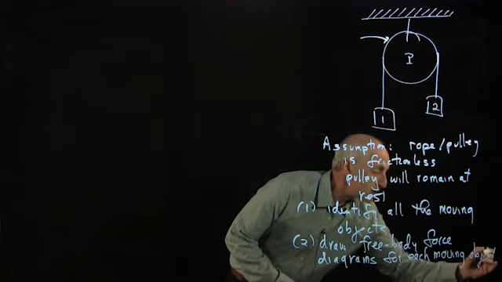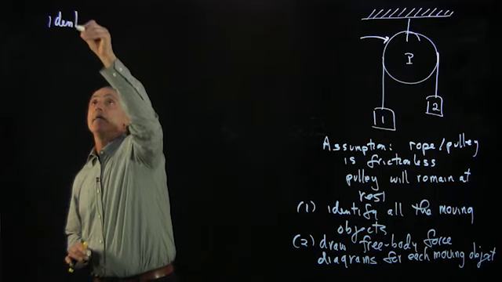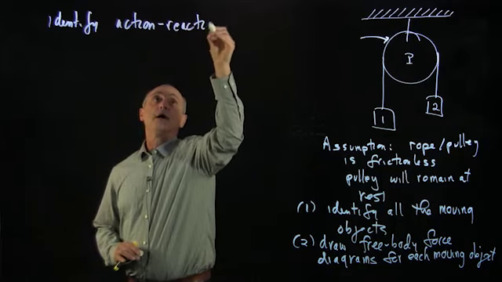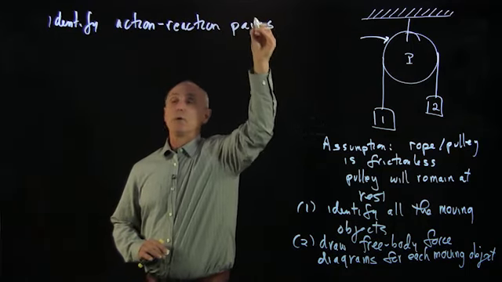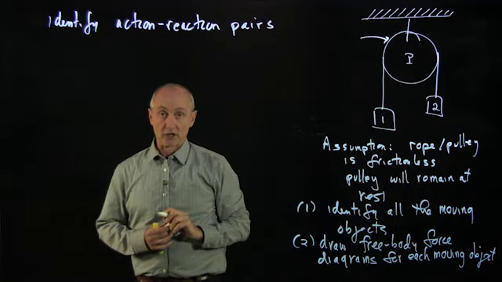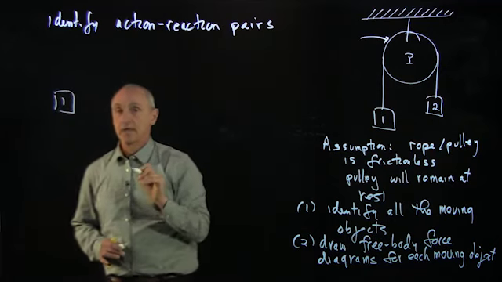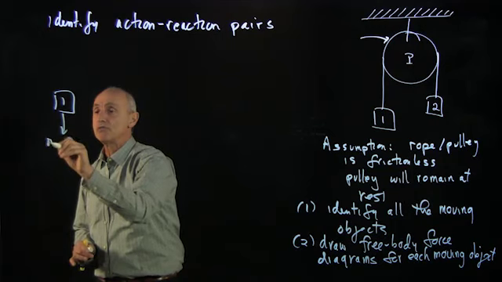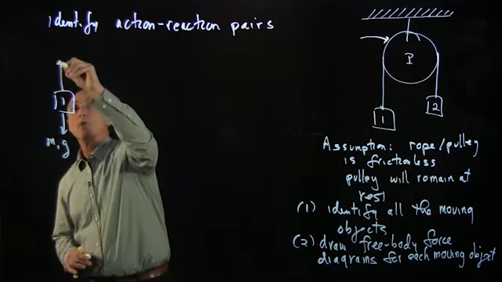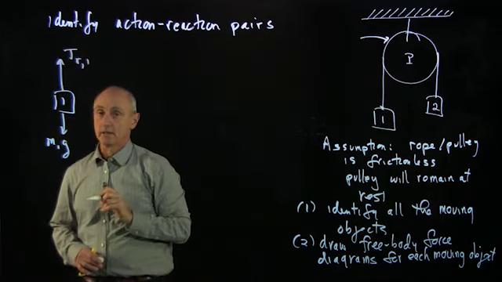Now, one of the things that I'm especially interested in talking about is to keep in mind to identify action-reaction pairs. So as I go through and draw these free body diagrams, we want to ask ourselves, what forces form Newton's third law action-reaction pairs? So what I'll do is I'll start with object 1. Now, object 1 has a gravitational force, m1g, and the rope is pulling object 1 up with the tension at the end of the rope, T rope 1.